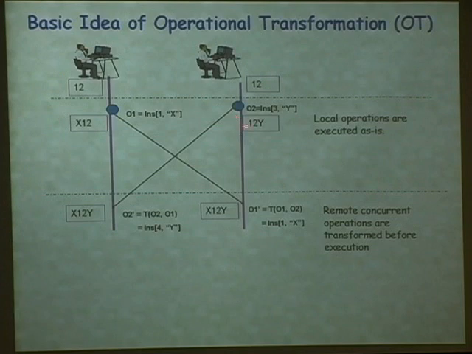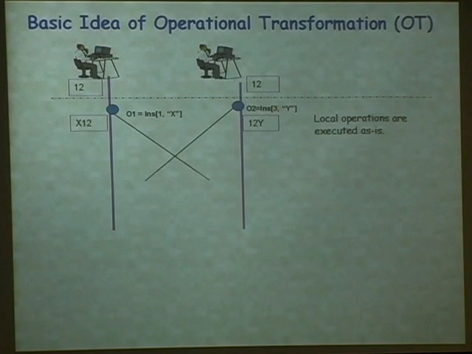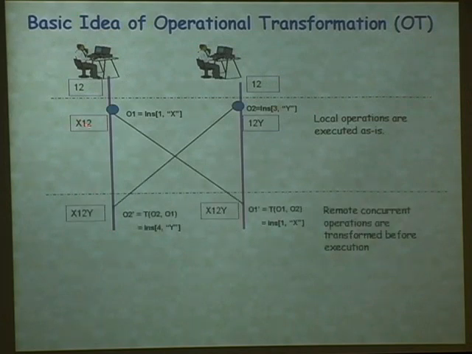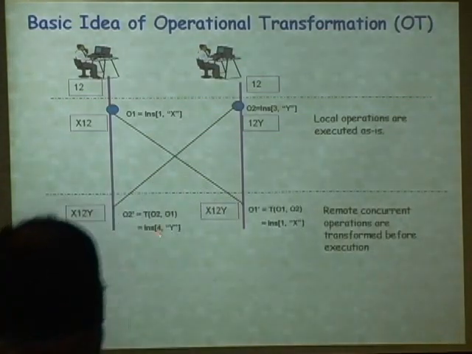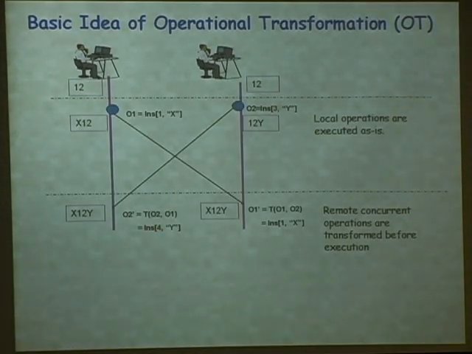But on the other hand, when this operation arrives at this site, operation 2 will be transformed against operation 1. The position reference parameter 3 will be transformed into 4. The reason is to take into account the effect of this concurrent operation, because it inserts x on the left side of this string. And that pushes the correct position by 1 to the right. So to compensate for this push, we change this parameter to make this operation right. That is the basic idea of operational transformation.